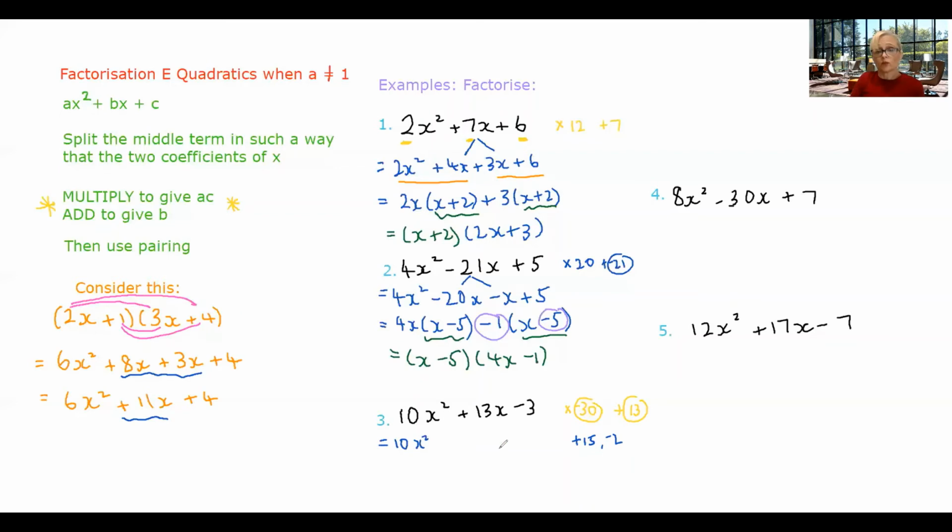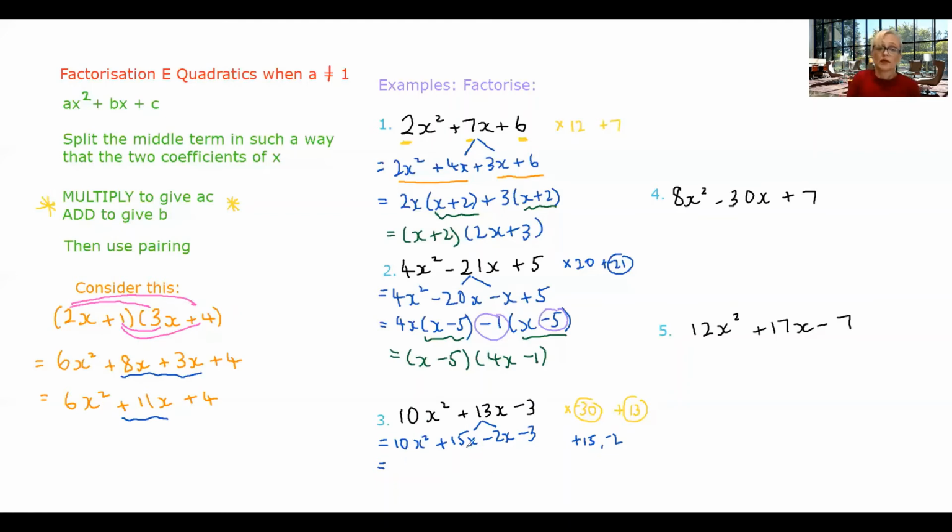Again, it doesn't matter which order you split this middle term up. You can write 15x minus 2x, or you can write 2x minus 15x. Doesn't matter. You split it up, and it will work out, you'll still end up with the two same brackets at the end. They might just be in a different order.